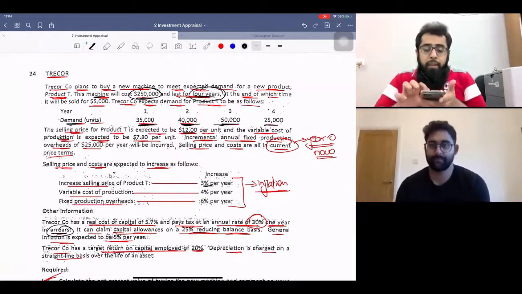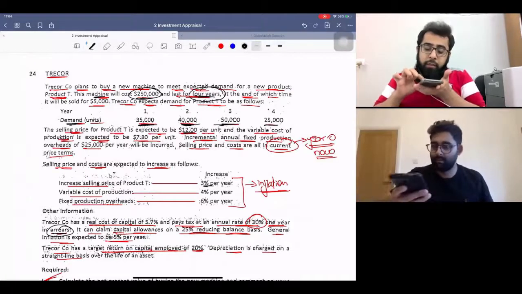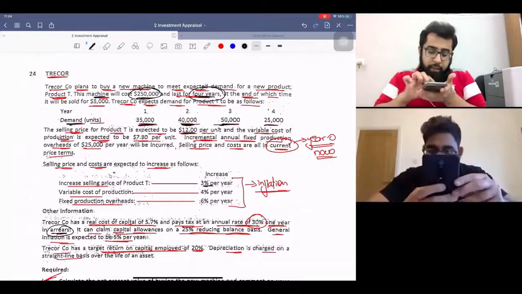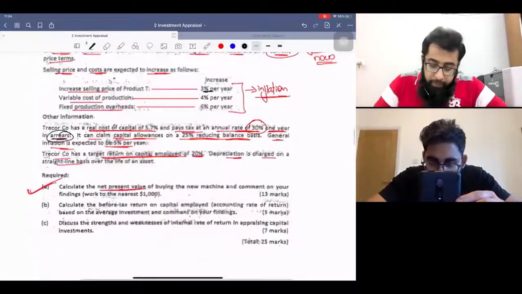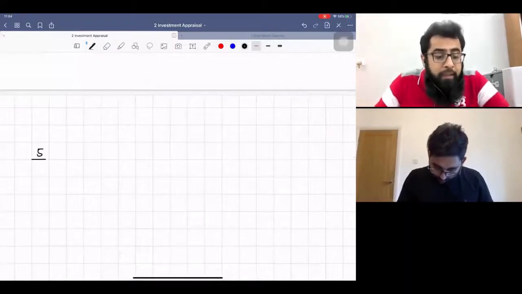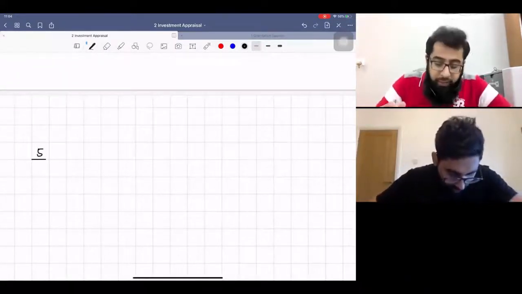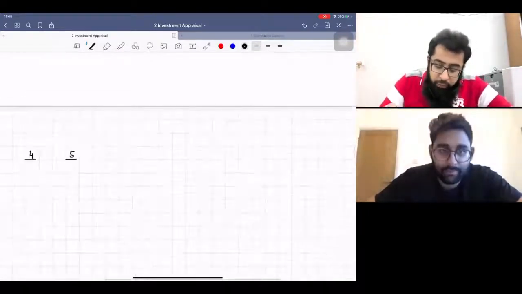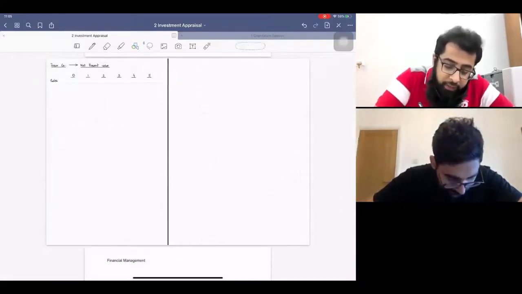What I'm doing is that I'm taking the picture of this page so that I don't have to change the screen again and again. I will keep it in front of me. And we will make a schedule here that the sales units are 35,000, 40,000, 50,000, and 25,000. But first of all, we need to estimate the yearly selling price because it will be inflated every year.